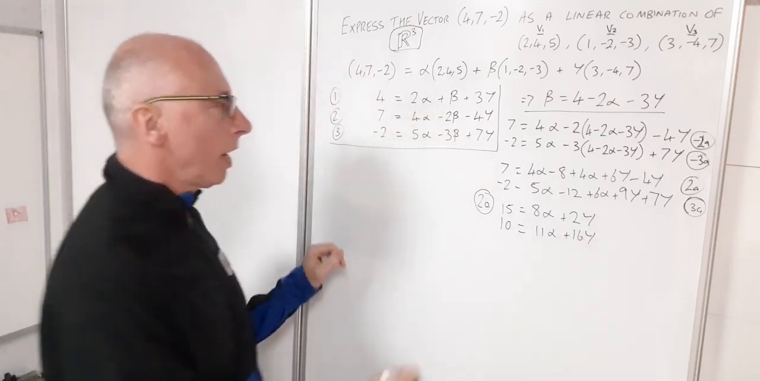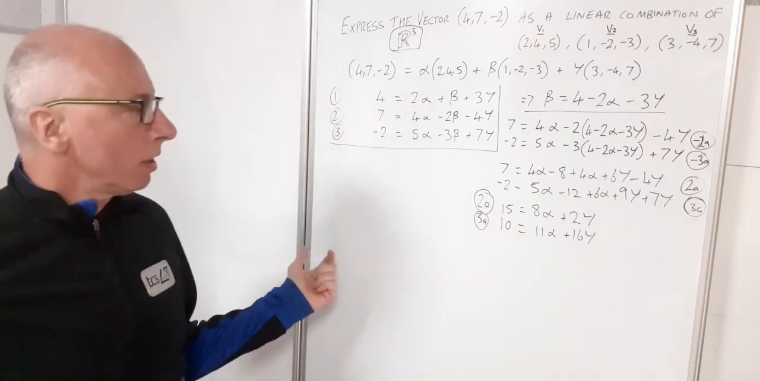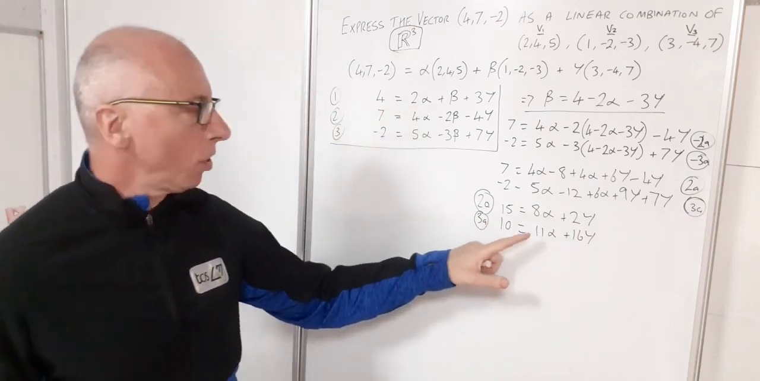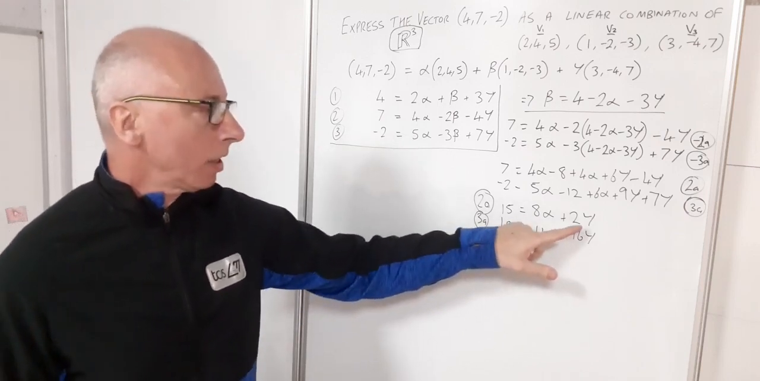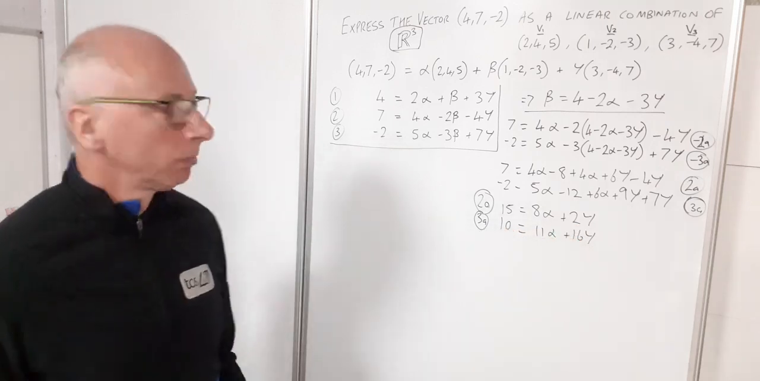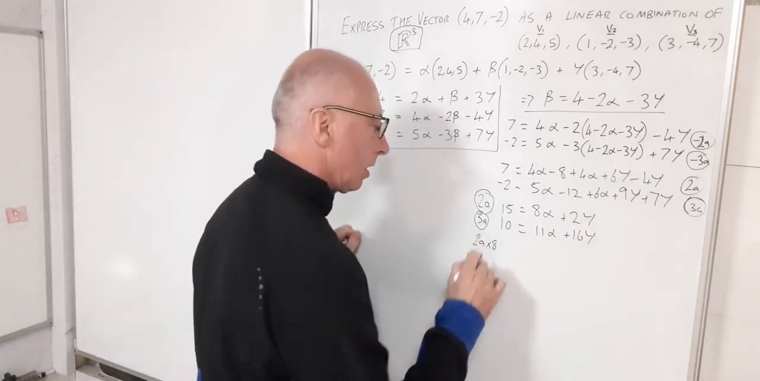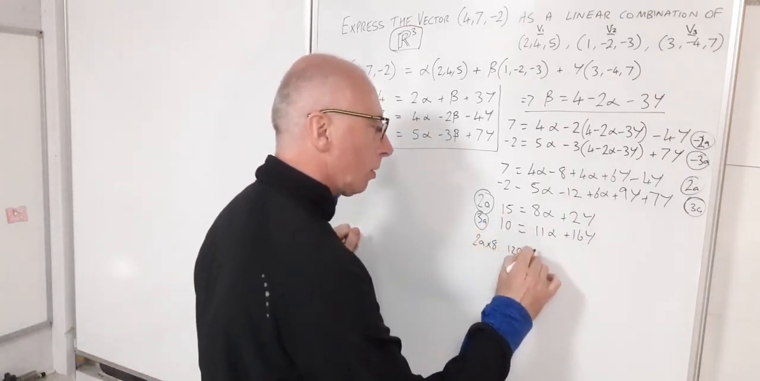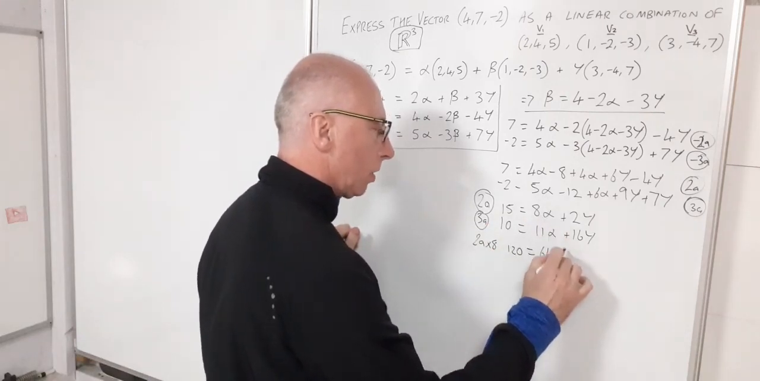Okay, so that's 2a and that's 3a. Now let's get a matching variable with the same coefficient. This 2 to 16 looks straightforward. I could do the gamma, but it means multiplying both the alpha. So I'm going to do the gamma. So I multiply this one by 8. So 2a times 8 is going to give me 120 equals 64 alpha plus 16 gamma.